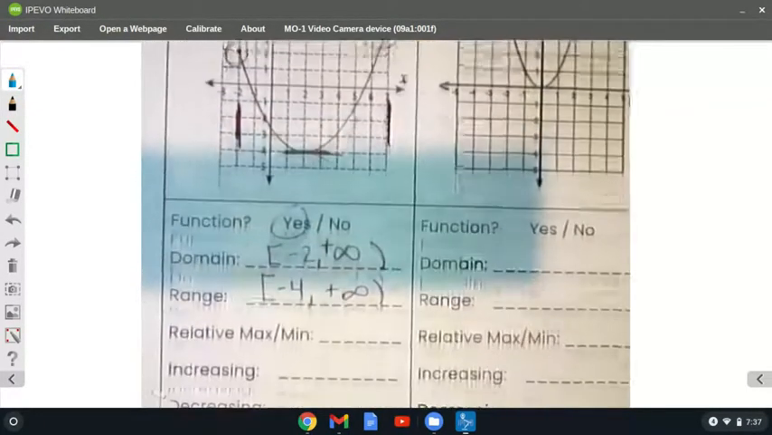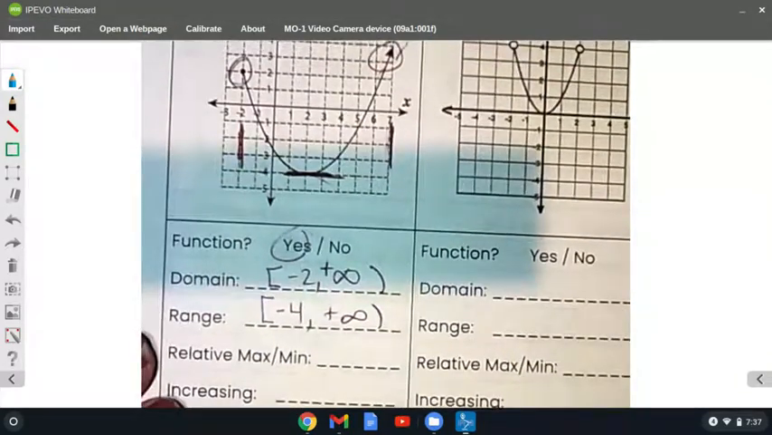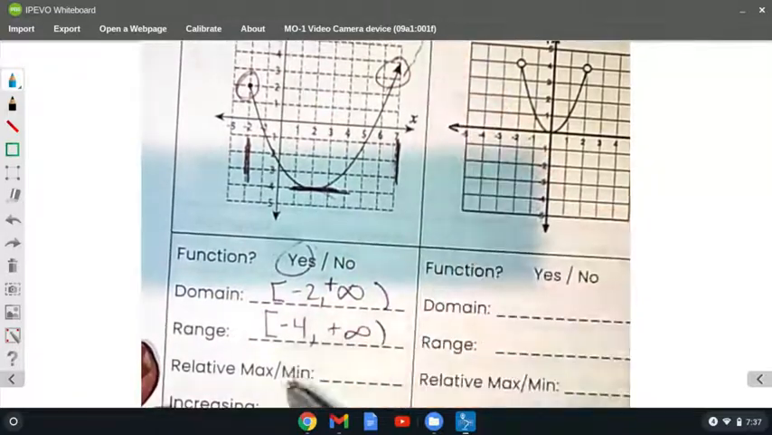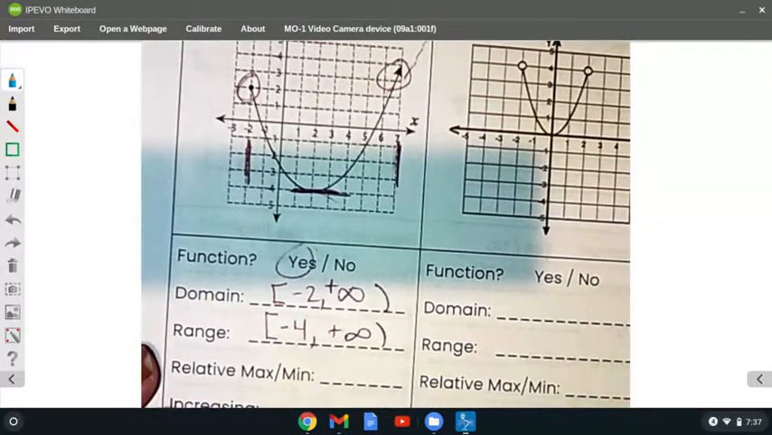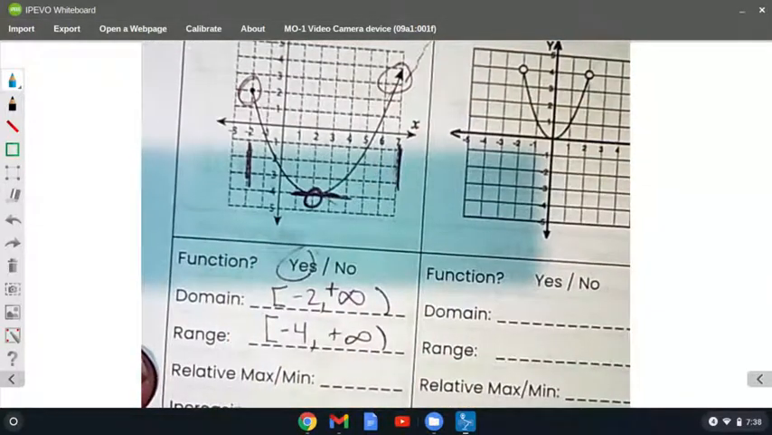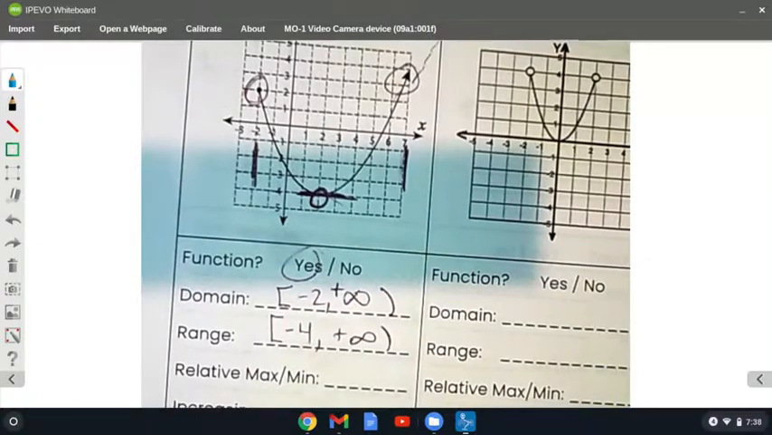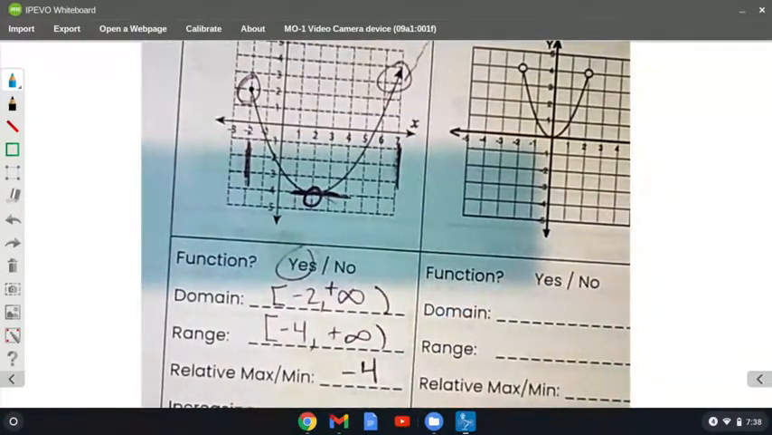My relative minimum is just what you'd have to decide. Does your graph have a minimum or a maximum? If it's facing up, it has a minimum. If it's facing down, it has a maximum. This one has a minimum because it's a facing up parabola, and that minimum is right here at that -4. We usually give a y value, so I would just say -4 is my min.